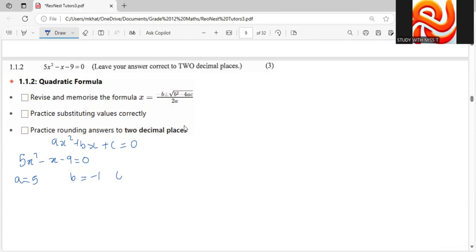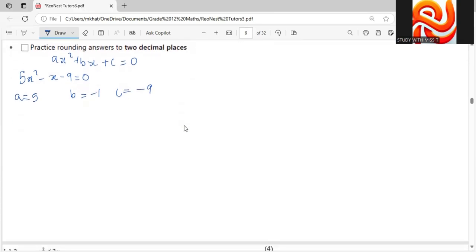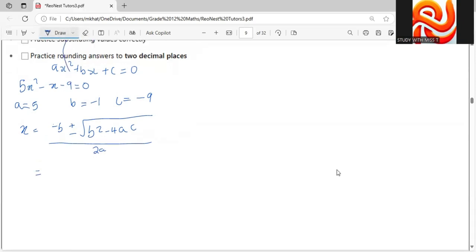So b is not just 1, but -1. So it goes along with the sign next to it, the sign before it, all right? And 9c is -9. So now we are going to plug them back, where we have x is equal to -b plus or minus the square root of b squared minus 4ac all over 2a. Okay, so now you are going to substitute.